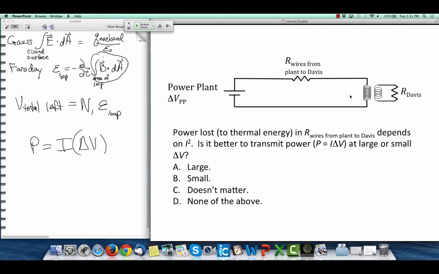So this is a question about the power lost that PG&E can't charge for. Power dissipated in the wires. It's lost to thermal energy in the wires. It's lost in that resistance. You know that the power lost in R depends on I squared, the current through those wires. So is it better to transmit power at large voltages or at small voltages? So that's what I'd like you to answer.